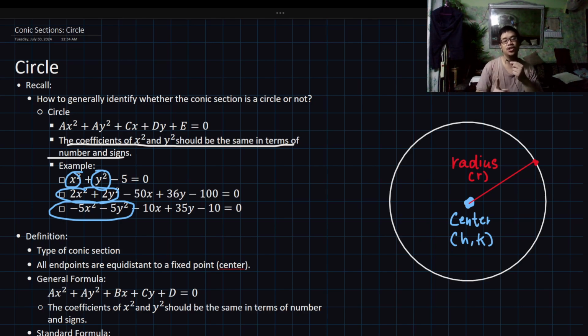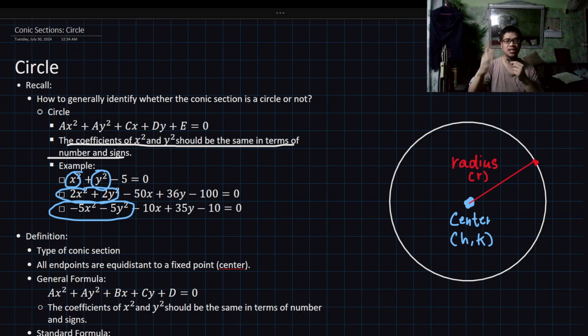Remember last time in the video about the general identification, not the practice video. I explained there that it's a general identification, so that means it's not an exact identification. Meaning there's a chance that the equation I showed to you may be a circle or not. And how would you know if it's exactly a circle or not? We will learn that in this topic.